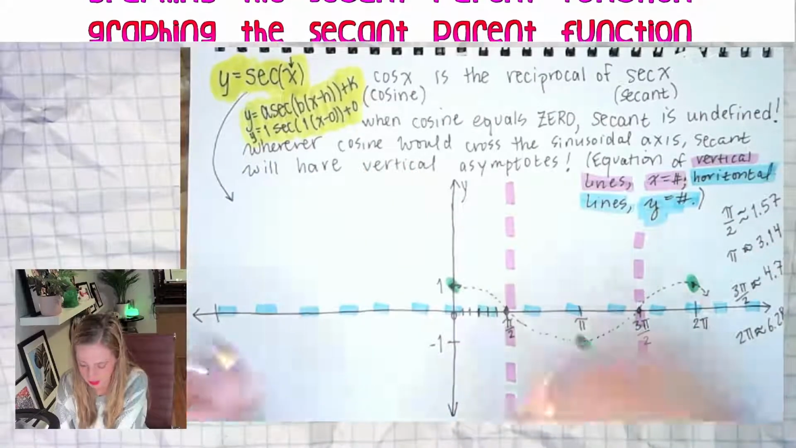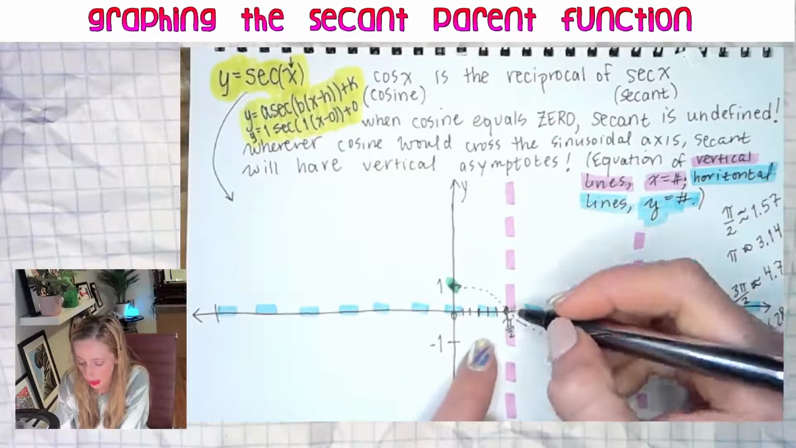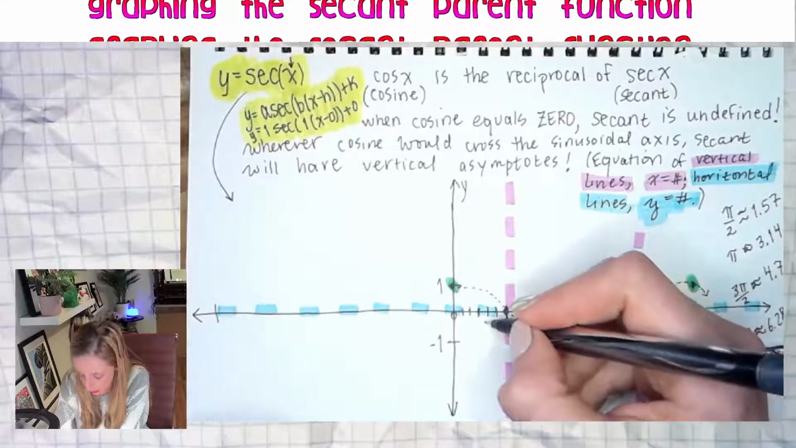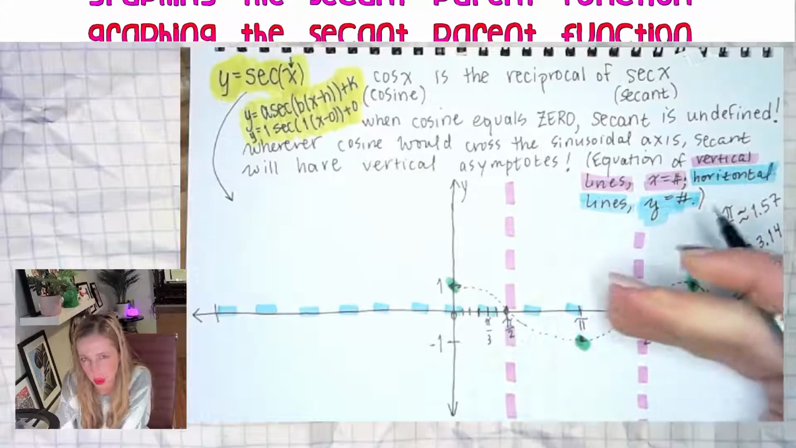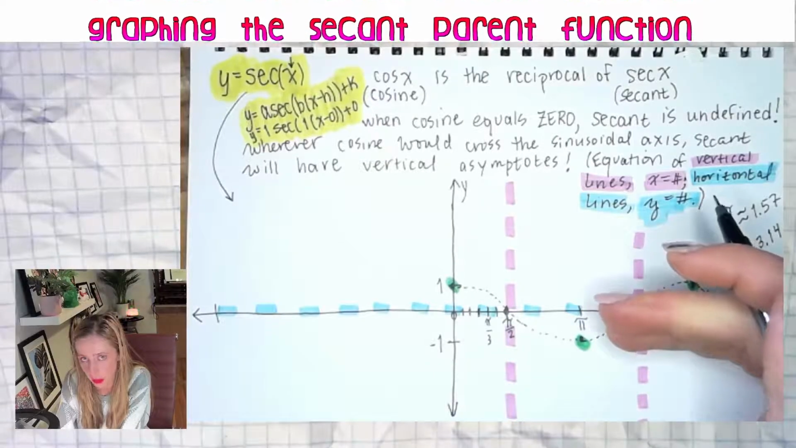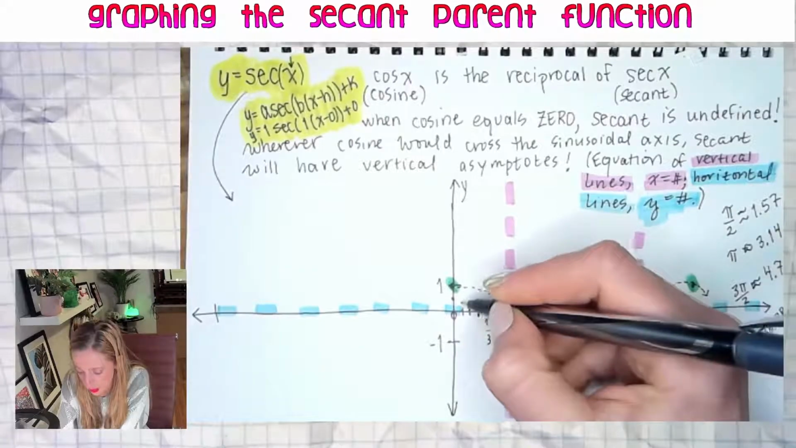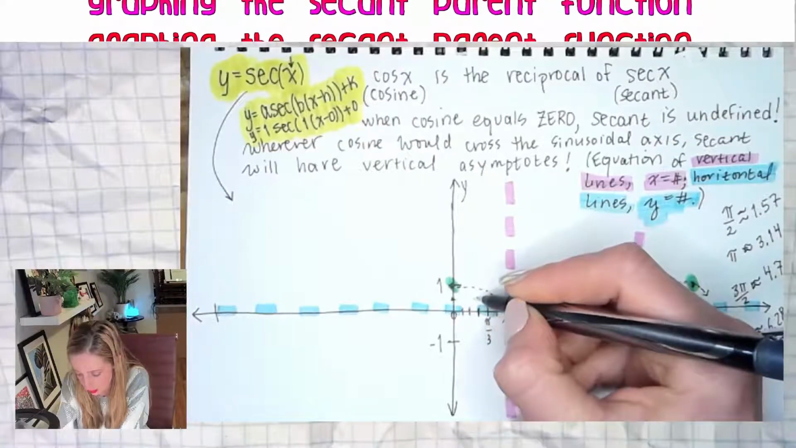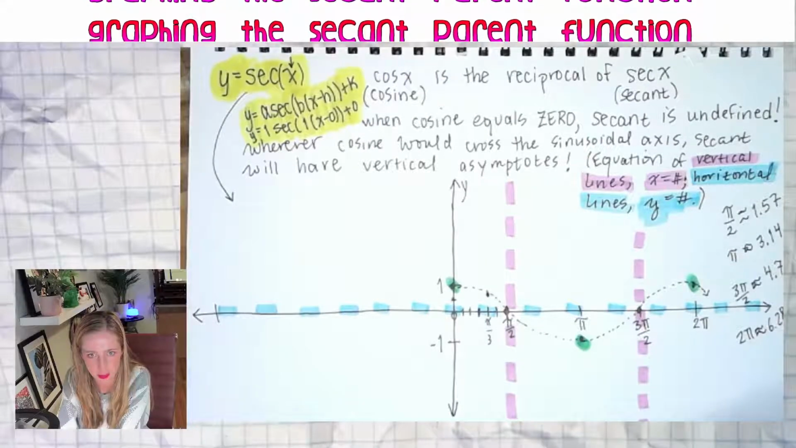Now let's take a minute and talk about these extra tick marks I threw in. Where is pi over 3? Pi over 3 is right about there. What is the cosine of pi over 3? The cosine of pi over 3 is 1/2. If that's 1, then that's 1/2. So really, it should be going through about that dot right over there.